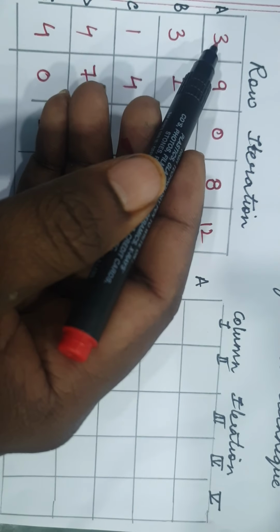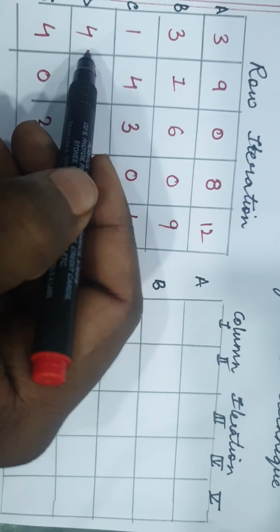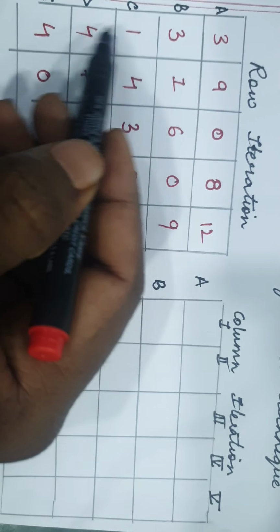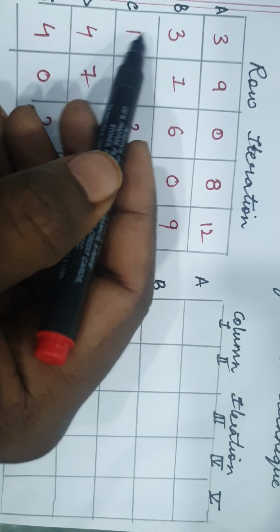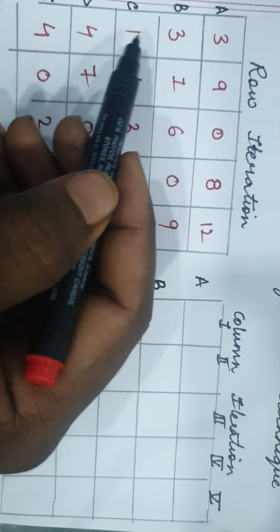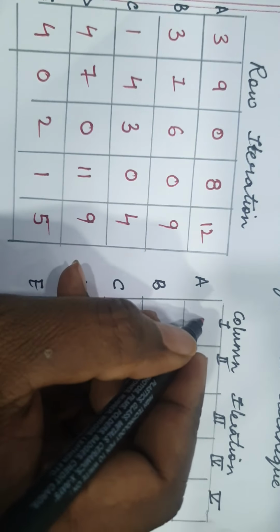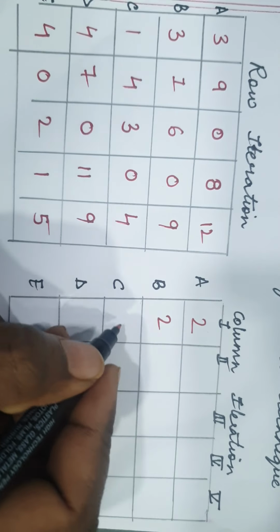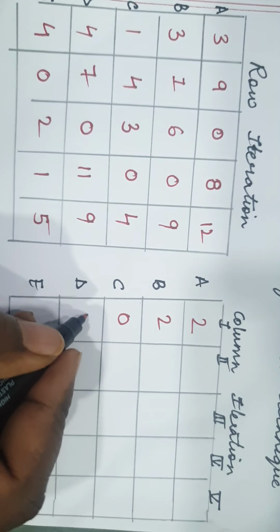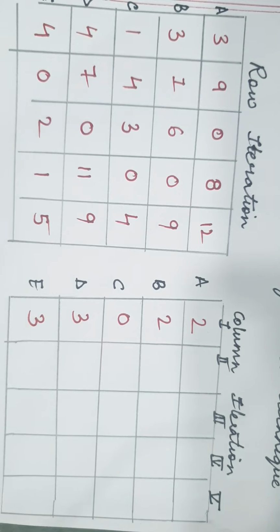Which one is the least value? 3, 3, 1, 4, 4. As you can see, 1 is the least. So 3 minus 1, 2; 3 minus 1, 2; 1 minus 1, 0; 4 minus 1, 3; 4 minus 1, 3, right?